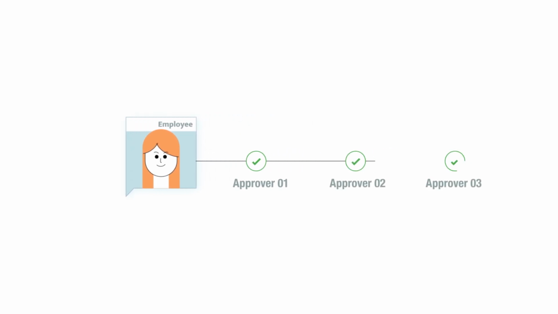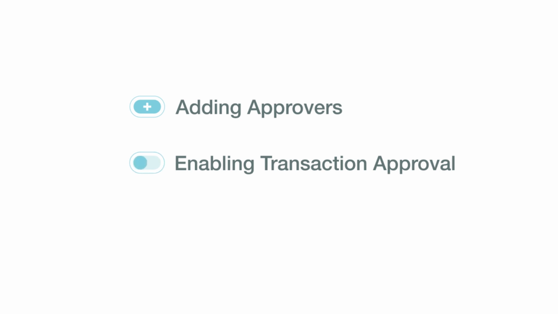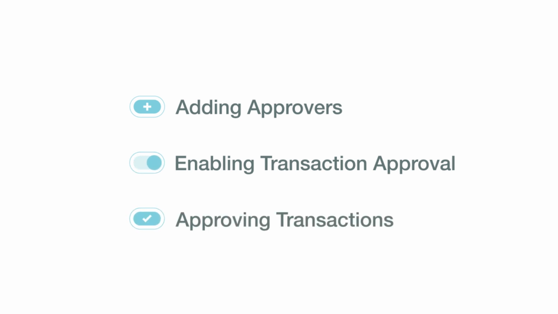This is where the transaction approval feature in Zoho Books comes into picture. With this feature, a user can send out a transaction only if it gets approved by the admin or by someone with the approver access. Let's see how transaction approval works in Zoho Books. We'll understand transaction approval in 3 basic steps: adding approvers, enabling transaction approval, approving transactions.